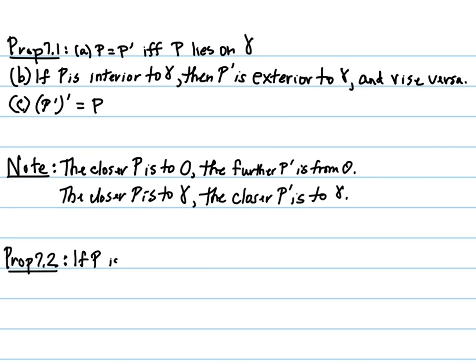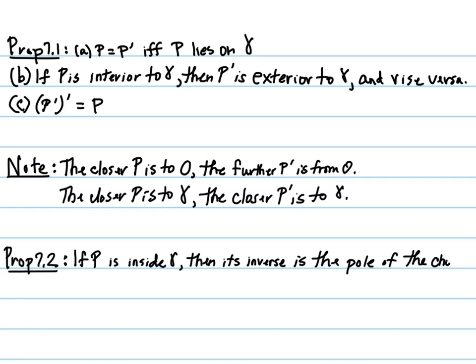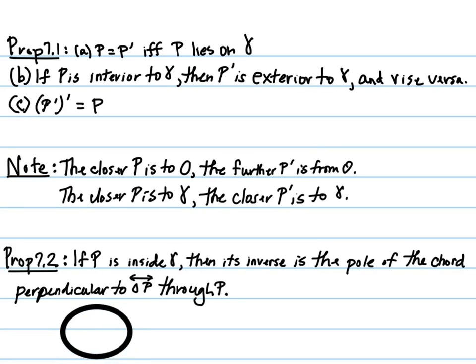If P is inside gamma, then its inverse is the pole of the chord perpendicular to line OP through P. So we'll attempt to draw the picture for that.